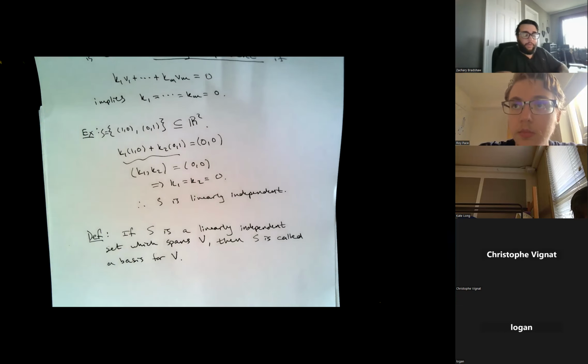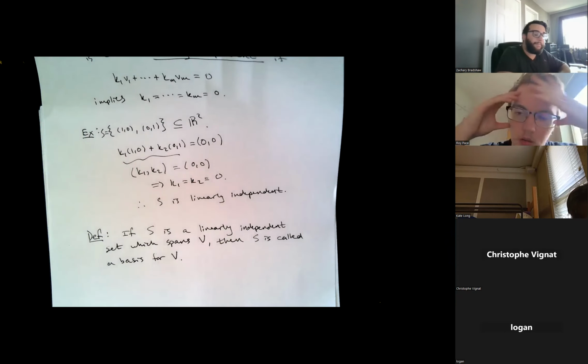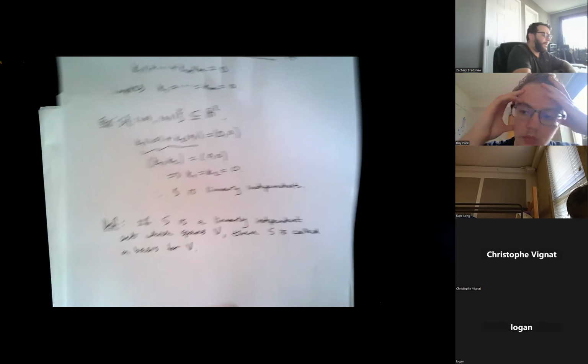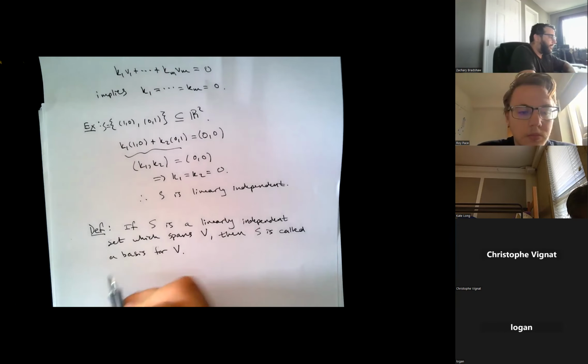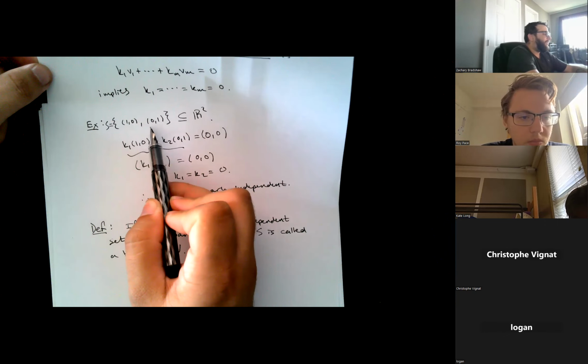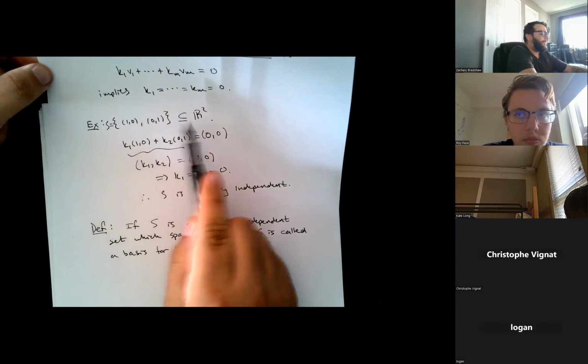Okay. So maybe I should clarify, the basis itself is not unique. There are many bases for a vector space. But once you have a basis, the decomposition of the vector in terms of that basis is what's unique. Okay. So example, we already have one. I can just point up here. This example up here, we already showed that this set spanned R2. We showed that it was linearly independent, and so that implies that this thing is a basis for R2.